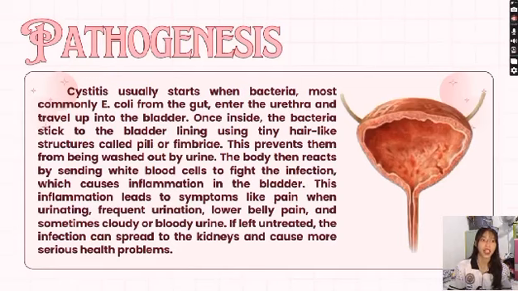The body then reacts by sending white blood cells to fight the infection, which causes inflammation in the bladder. This inflammation leads to symptoms like pain when urinating, frequent urination, lower belly pain, and sometimes cloudy or bloody urine. If left untreated, the infection can spread to the kidneys and cause more serious health problems.